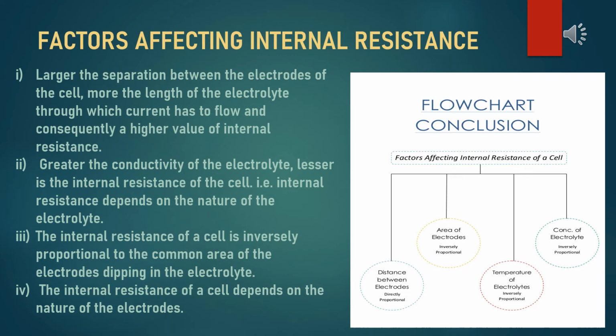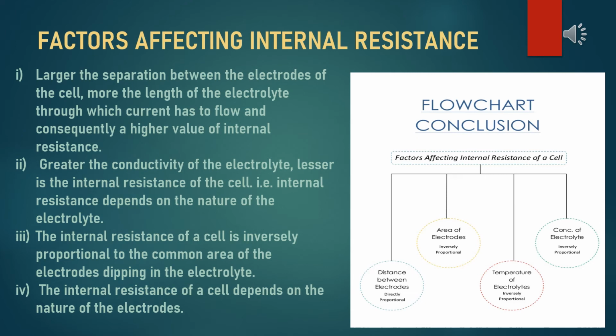Now, factors affecting internal resistance. Larger the separation between the electrodes of the cell, more the length of the electrolyte through which current has to flow, and consequently a higher value of internal resistance. Second, greater the conductivity of the electrolyte, lesser is the internal resistance of the cell. That is, internal resistance depends on the nature of the electrolyte.